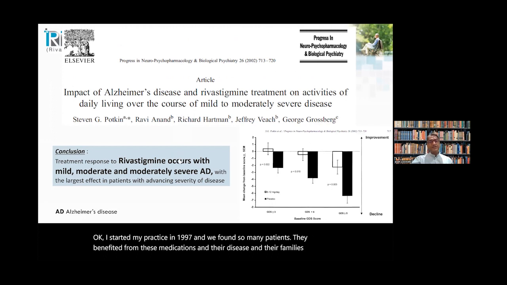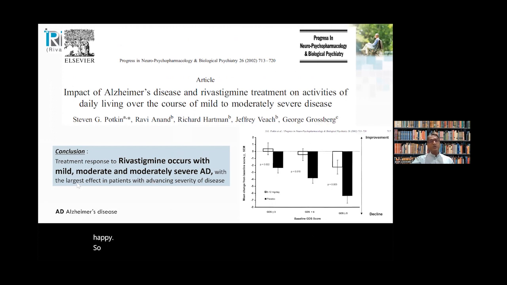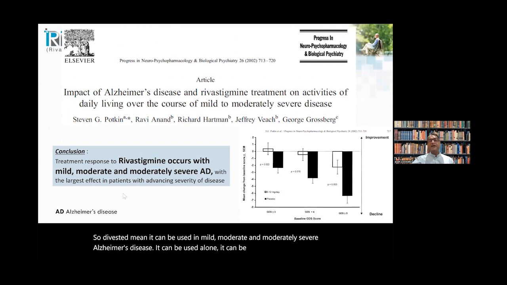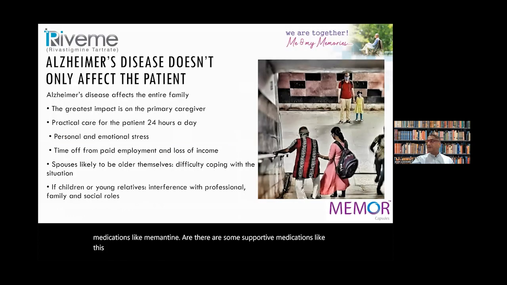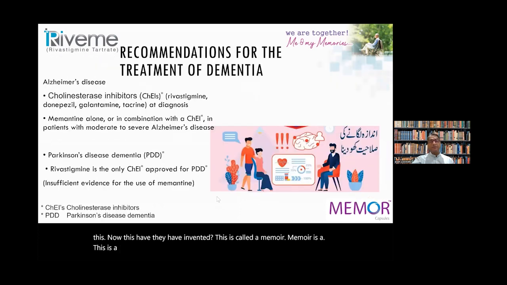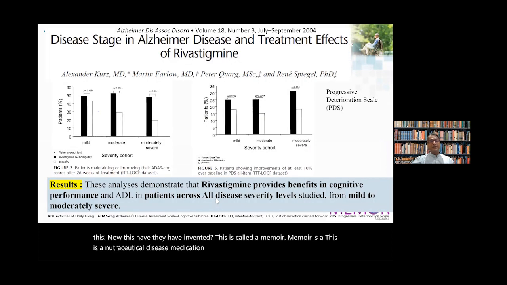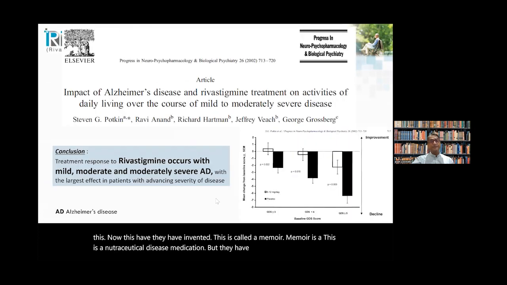So rivastigmine can be used in mild, moderate and moderately severe Alzheimer's disease. It can be used alone, or with other medications like memantine. There are also some supportive medications. Now they have invented one called Memor. Memor is a nutraceutical medication, but it has a very good effect. It is a supportive medication.